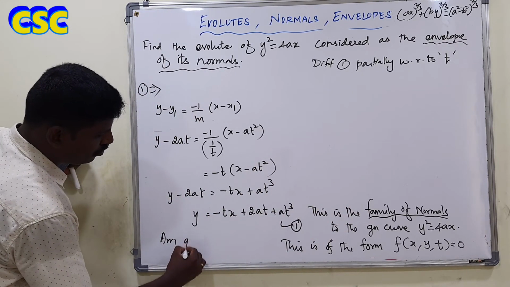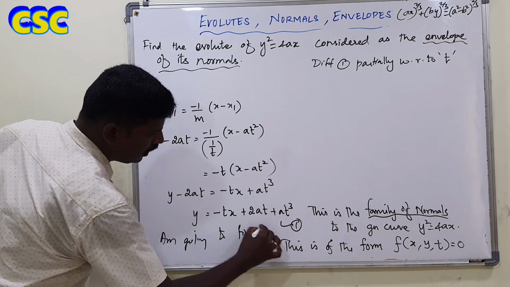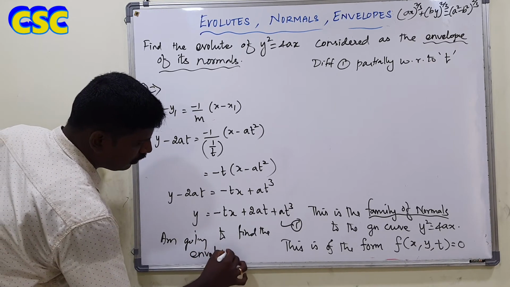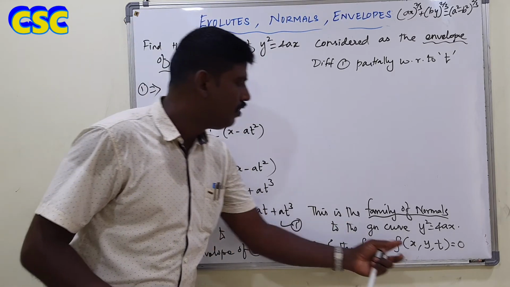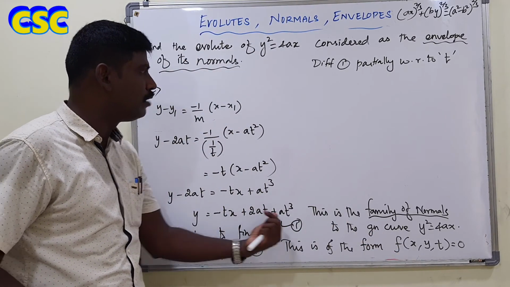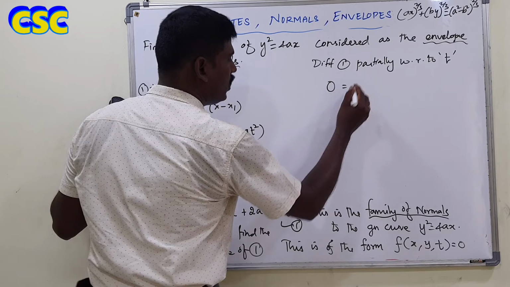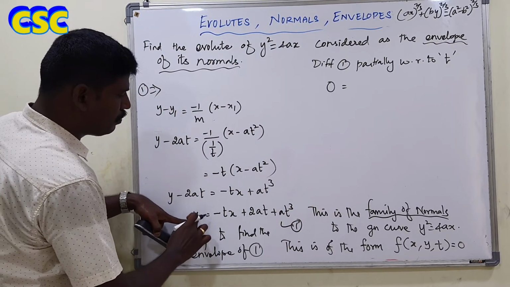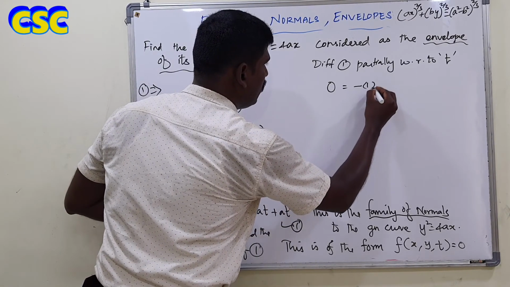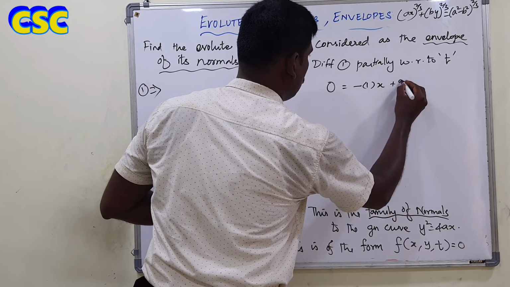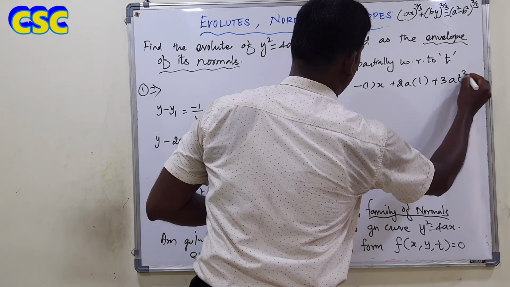So I am going to find the envelope of 1. So this is of the form that we can't rewrite in terms of a quadratic in t. That's why I am going to take the partial derivative with respect to t. So y becomes 0, isn't it? Partial derivative of 1 with respect to t. So y becomes 0. What is t? T is 1. So minus 1 into x plus 2a into 1 plus 3at square, isn't it?